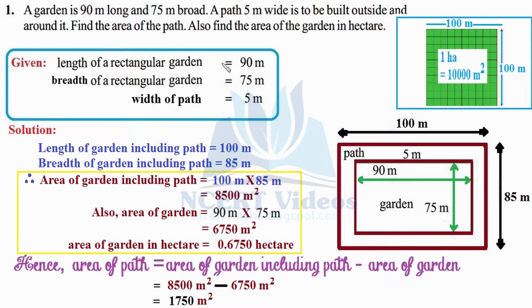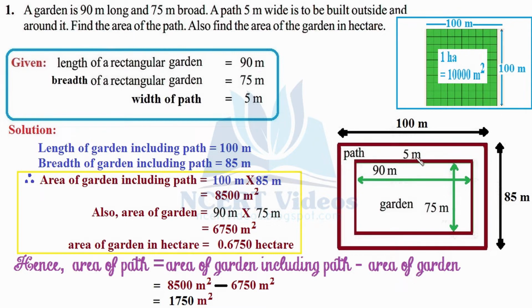Because the question was saying that the path 5 meter wide is built outside, that is outside of this garden and around it, that is surrounding it from four sides. So that is how you represent your statement into graphical representation. Now we have to find the area of the path.